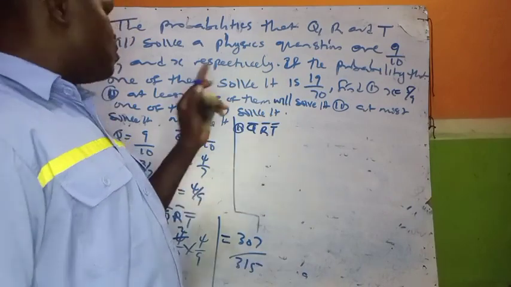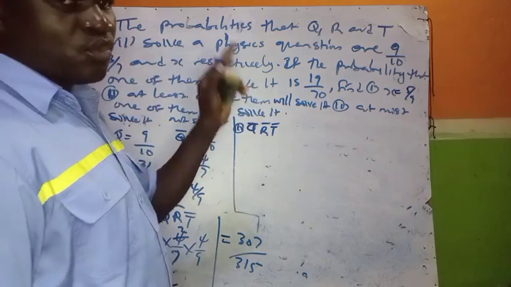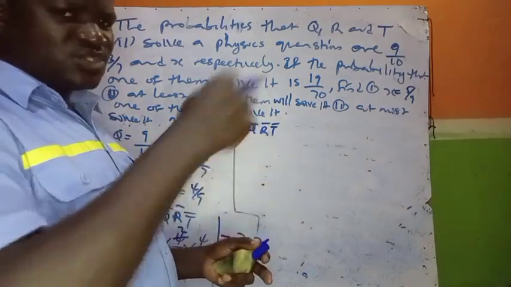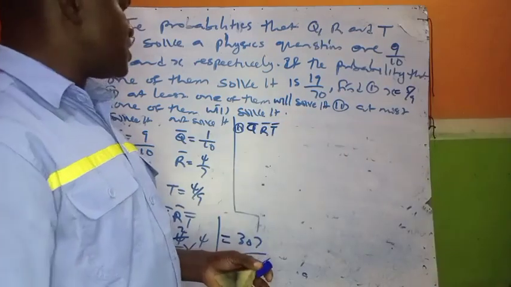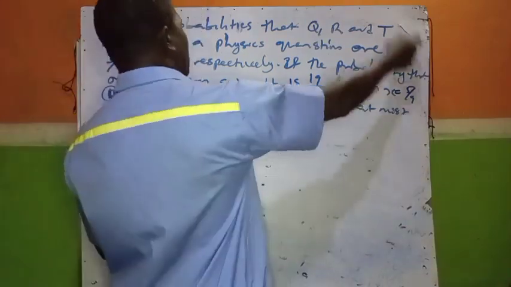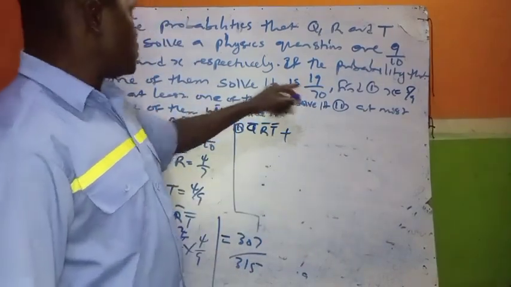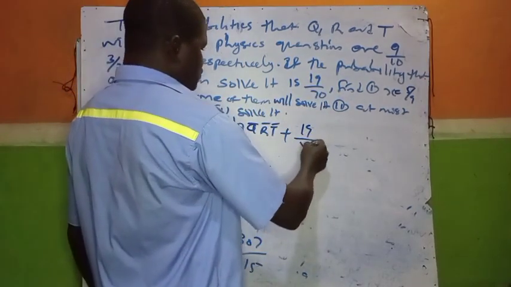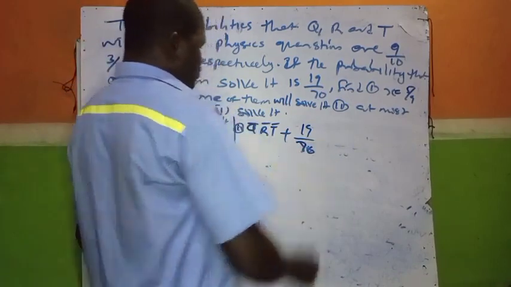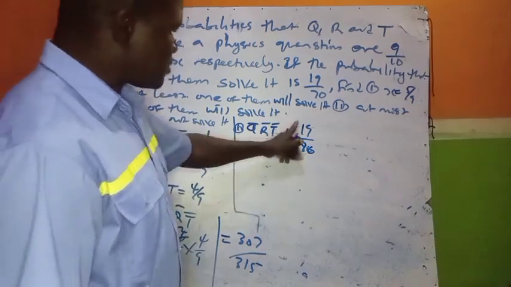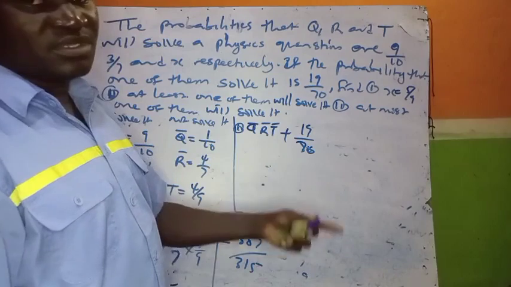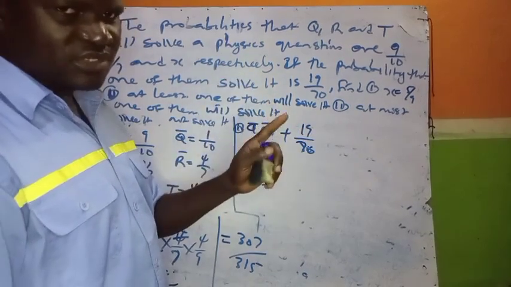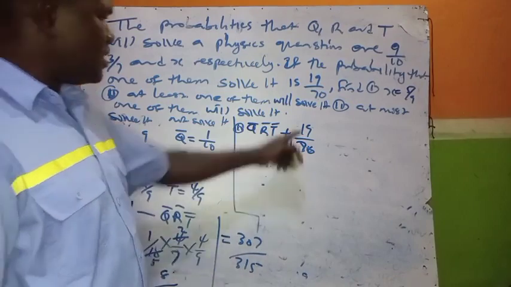So since at most one of them solves it, at most is talking about one or none. So the highest you can have is one of them solves it. So I'm going to make use of this: the probability that one of them solves it. That's 19/70, it has already been given. So they've given us that. Since they are looking at most one of them solving it, you can have fewer. This one takes care of the fewer.